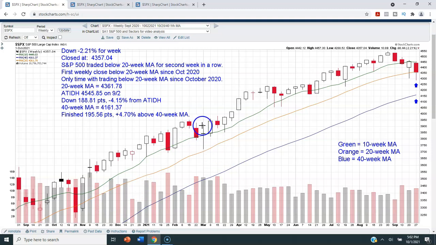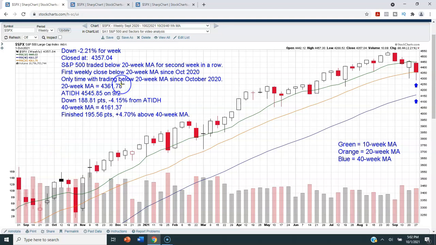And we did close just slightly below. We closed at 4357.04, while the 20-week moving average finished up the week at 4361.78. It's hard to even see it, but we just closed slightly below this orange line, that 20-week moving average. And again, this is the first time that's happened since clear back in October of 2020.